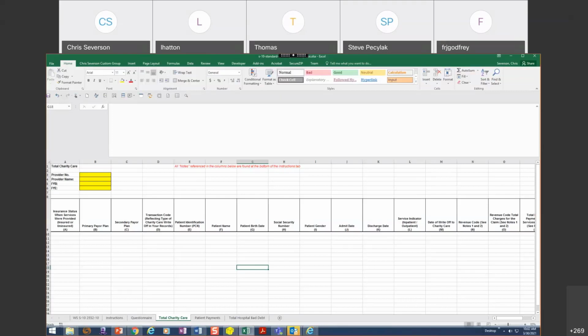So with that, we'll go ahead and get started this morning. We left off right at the template, the S10 template. We started talking about the questionnaire, but we ran out of time there. I think we're going to take a different approach this morning. I think the questionnaire may make a little more sense after we've gone through the listings themselves. So we're going to go through the charity care listing, the patient payment listing, and the bad debt listing. And then we're going to come back and look at the questionnaire from top to bottom.